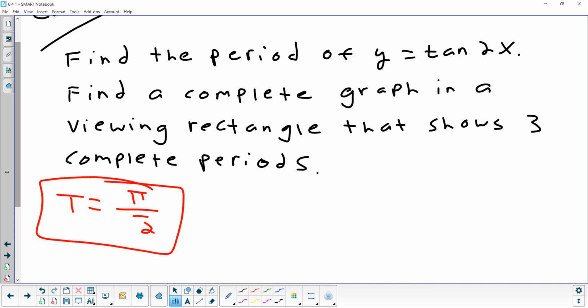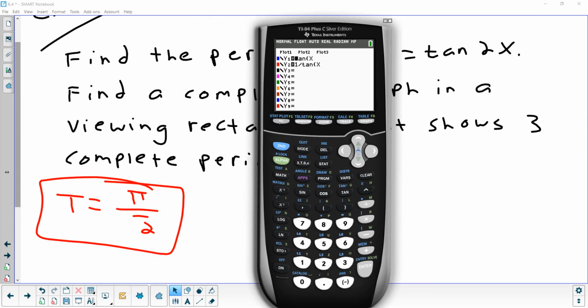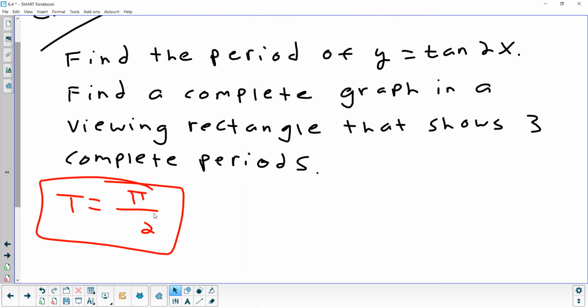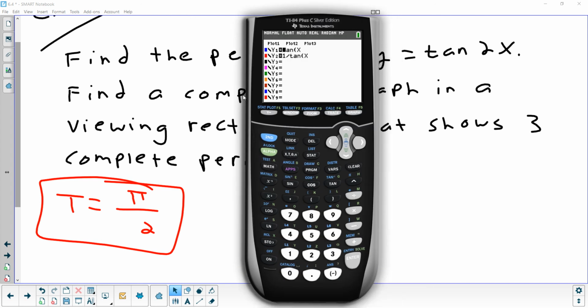That's the period. Now, if I want to show 3 cycles, I need a window that's triple the period. So I could try 0 to 3 pi over 2. That would triple the length of pi over 2. All right, so let's try 0 to 3 pi over 2. Everything else is fine. You just have to type in tangent 2x.